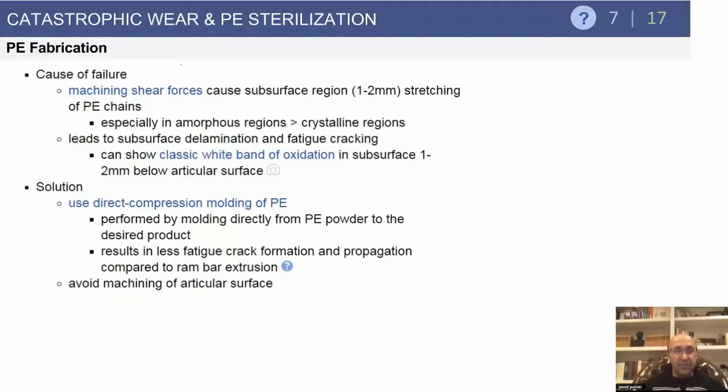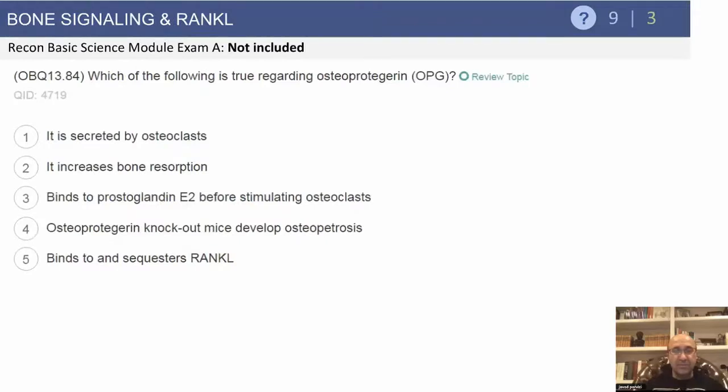Causes of failure, machining, shear forces cause subsurface stretching. That's within the 1 to 2 millimeters of the polyethylene surface, especially the amorphous region, more than the crystalline area. And in order to counteract this problem, direct compression molding of polyethylene is what has been recommended. In the old days, you would see this classical white band in the subsurface of polyethylene, which was a result of this phenomenon.